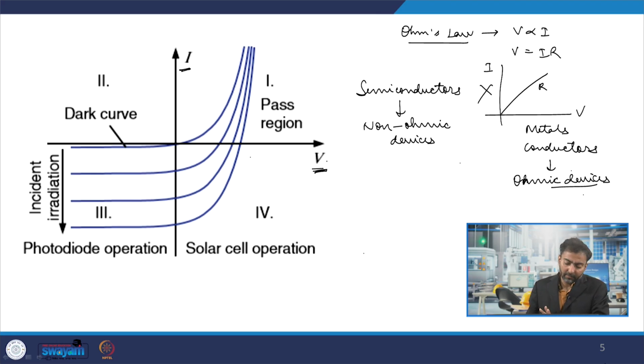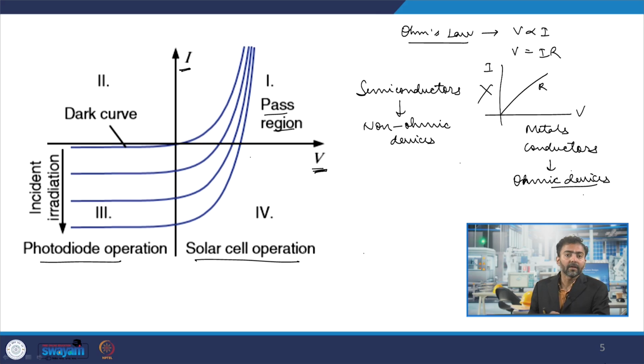Now, this graph might look a little complicated at first sight. There are 4 quadrants. The first quadrant we are calling the pass region. The second quadrant is the dark region; there is a dark curve also nearby. The third quadrant we are calling photodiode operation, and the fourth quadrant the solar cell operation. Why are we doing that? We will look at it in a more systematic manner one by one.